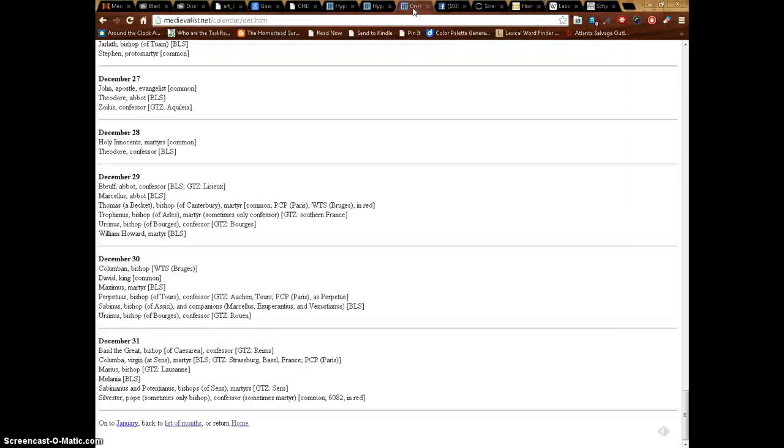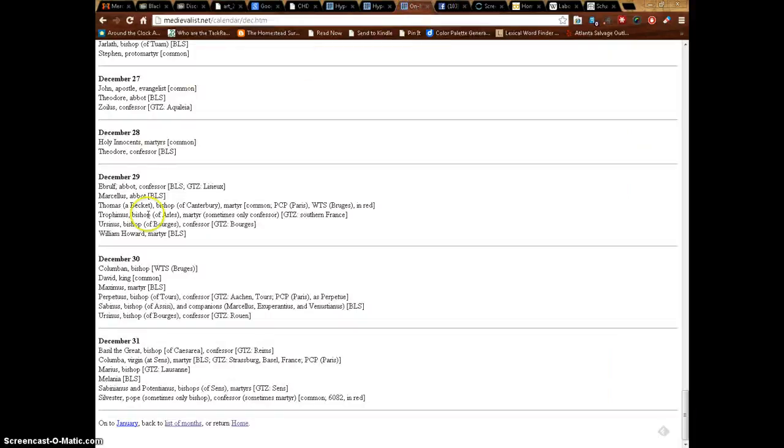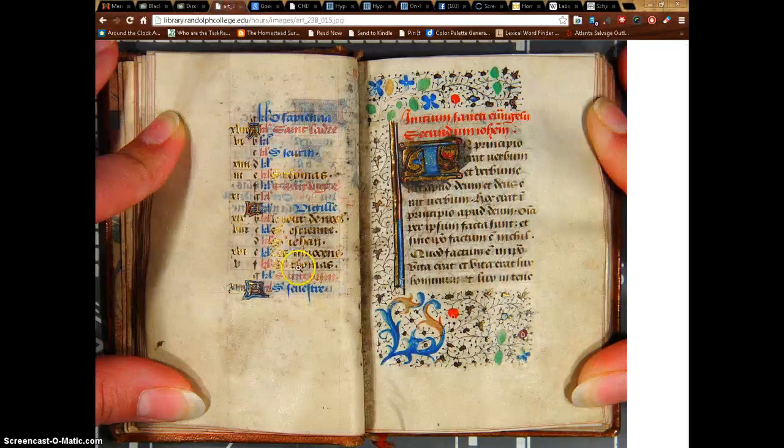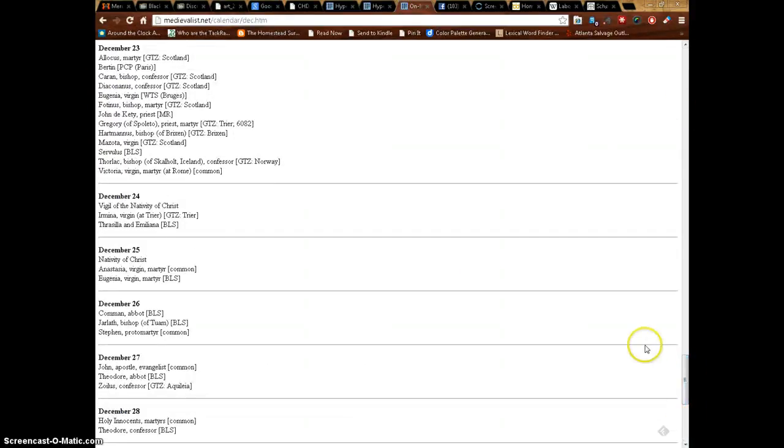So let's, however, one of the things that we could look for would be Holy Innocents, John Apostle, Perpetuous. Let's see if we can see any of these names. Saint Thomas, Innocents, Tehan above it. Let's see if that would be above the Holy Innocents, John Apostle. There we go. So we're pretty sure that this is January.